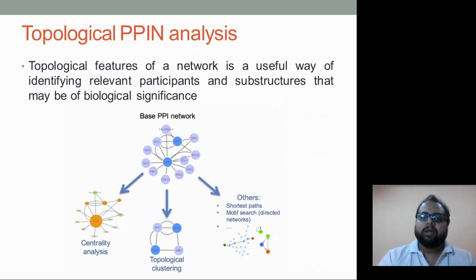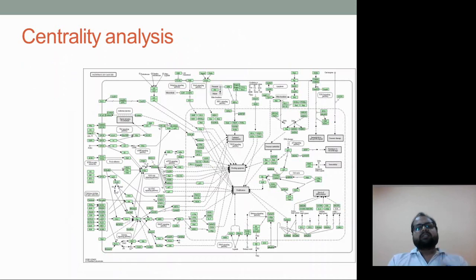Now what is centrality analysis? By the way, looking at this network, you will get to know which database we have taken it from. We have taken it from a protein-protein interaction database called KEGG. KEGG is one protein-protein interaction database. There are others: there's String, there is Mint.